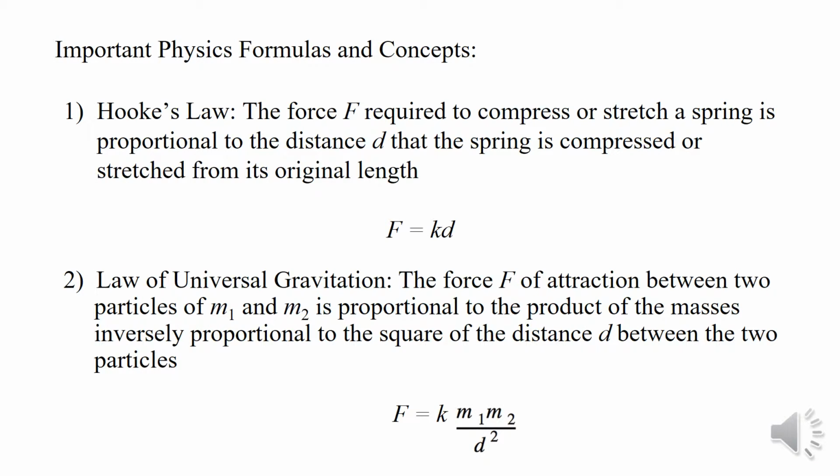Another important law is the law of universal gravitation. The law of universal gravitation says that the force F of attraction between two particles, m1 and m2, is proportional to the product of the masses, and inversely proportional to the square of the distance d between the two particles. The formula is F equals k m1 m2 all divided by d squared, where k is the gravitational constant.